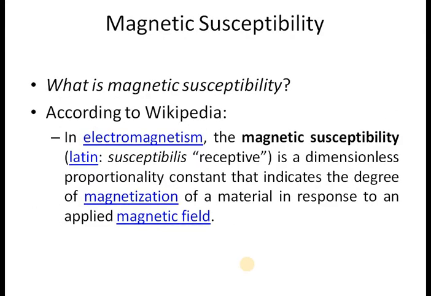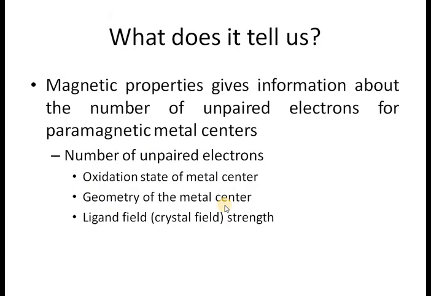Magnetic susceptibility. What is the magnetic susceptibility? What does it tell us? Magnetic properties give information about the number of unpaired electrons for a paramagnetic metal center, the oxidation state of the metal center, the geometry of the metal center, and ligand field strength.